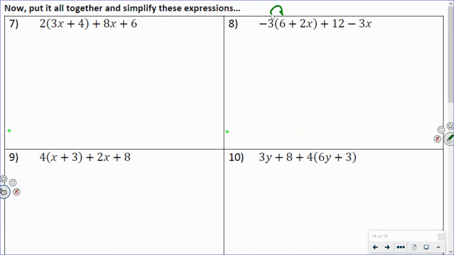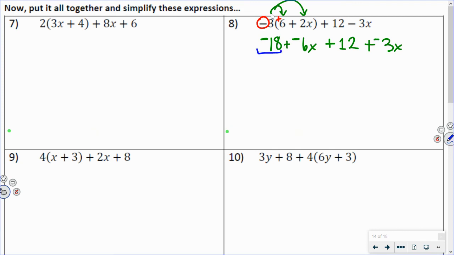Imagine drawing 3 groups of 6, that'd be 18, and 3 groups of 2x, that would be 6x, but there is that old opposite symbol there. So the opposite of all those positives should be negative, and the opposite of all those positives should also be negative. So we end up with a negative 18, negative 6x. Notice the 12 is not in the group, so don't multiply 3 times 12. This 3x is not in the group, and I myself will change subtraction to add the opposite.